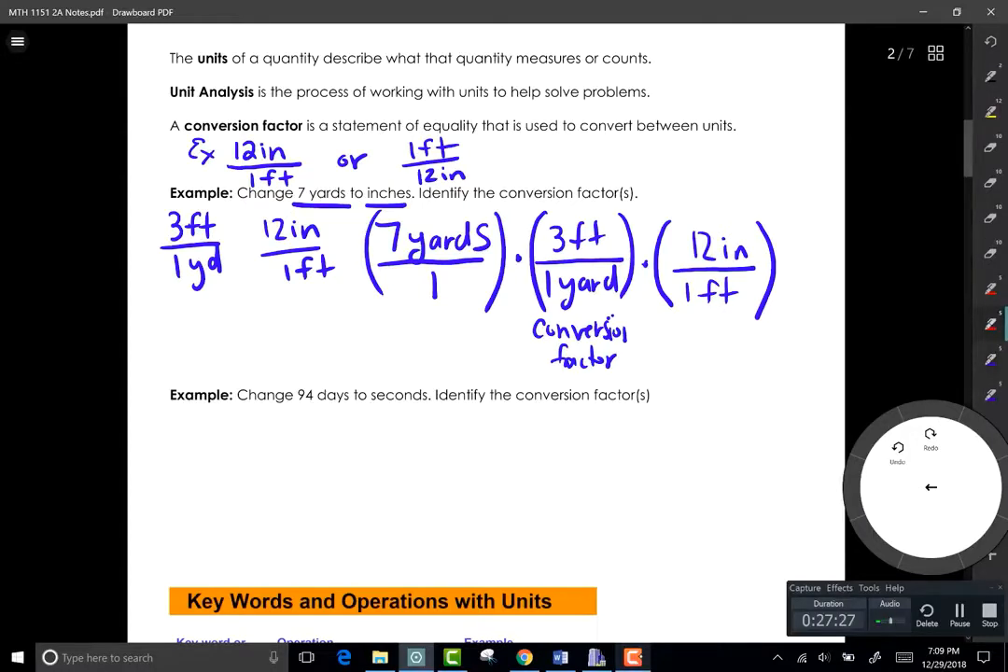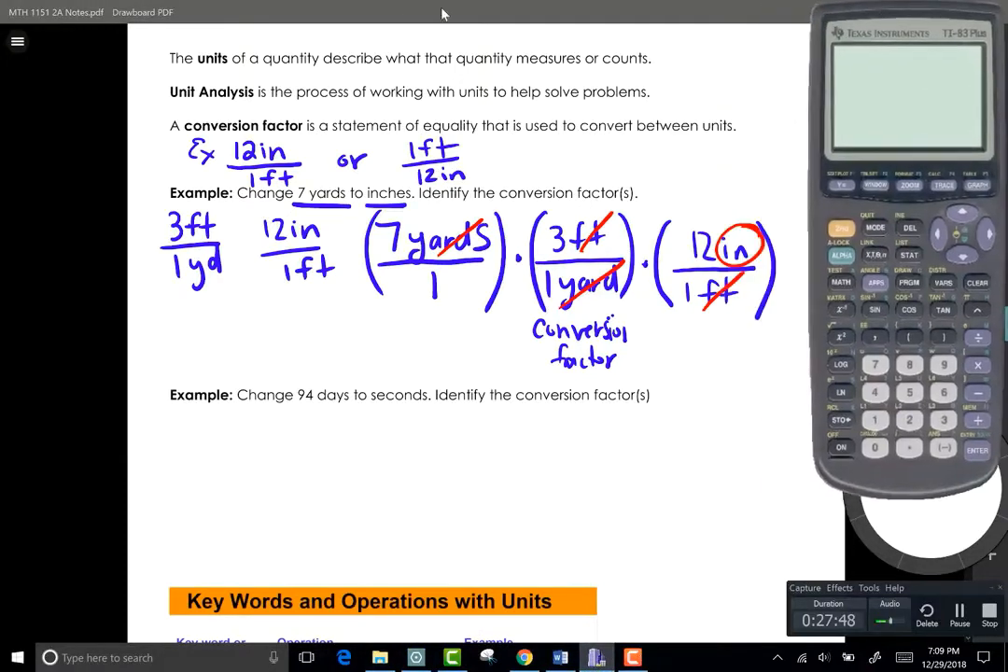So I have yards can get crossed off, and feet can get crossed off. So now I'm left with inches. Everything else got crossed off. So when I multiply this out on my calculator, my final answer is going to be in inches. So let's go ahead and do that. Since we just reviewed how to multiply fractions and how to add fractions and do all that stuff on the calculator, this should be a breeze now.